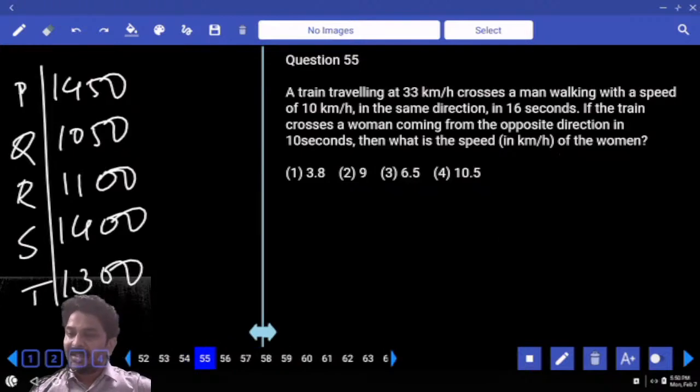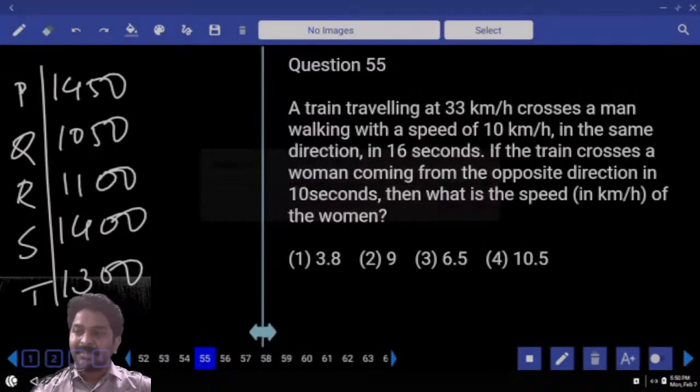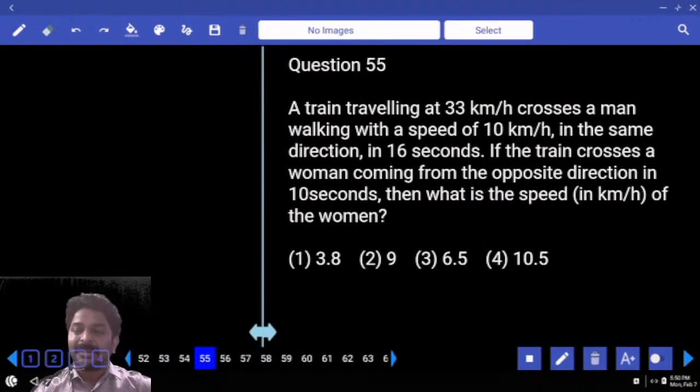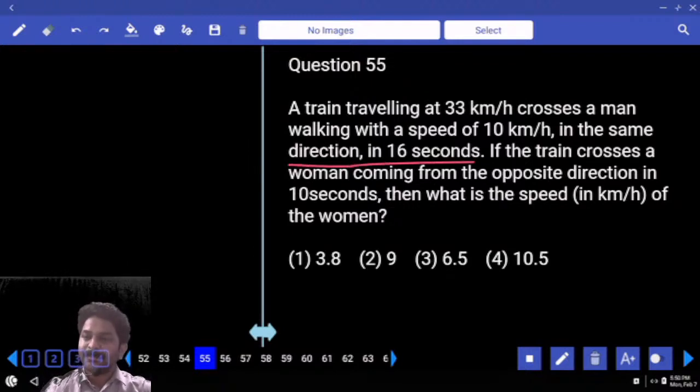A train traveling at 33 km per hour crosses a man walking with a speed 10 km per hour in the same direction in 16 seconds. If the train crosses a woman coming from the opposite direction in 10 seconds, then what is the speed of the woman? Right. So first of all, what do you need to know? Length of the train. If a train crosses a man, distance traveled is equal to train length. That's what happened in 16 seconds.